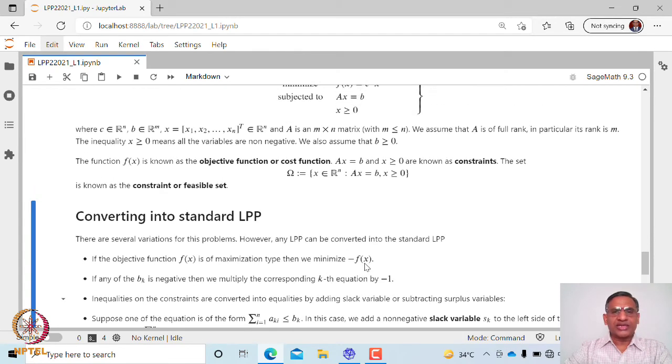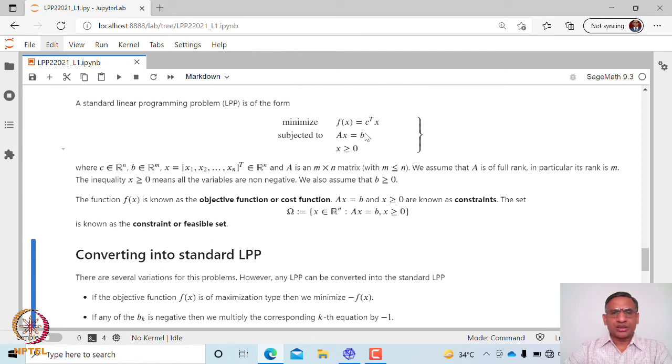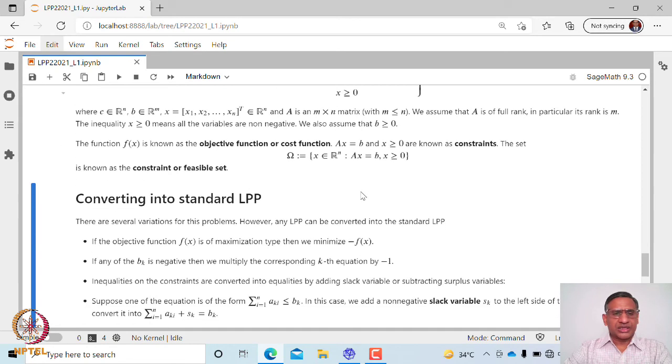Second, suppose any of the right hand sides, that is b1, b2, ..., bm, is negative. Then that particular equation you multiply by -1, so the right hand side will become positive, and of course the inequality will also change. If it is less than or equal to, it will become greater than or equal to.